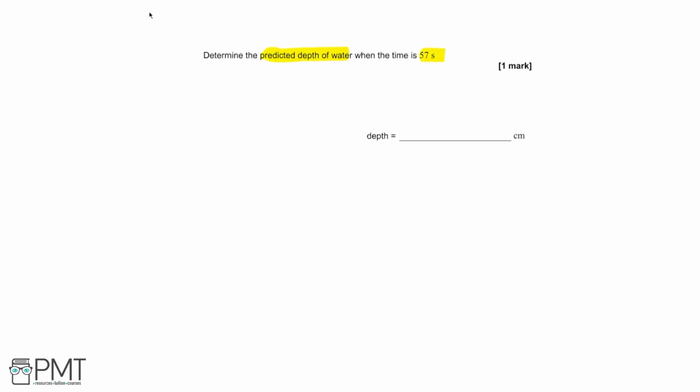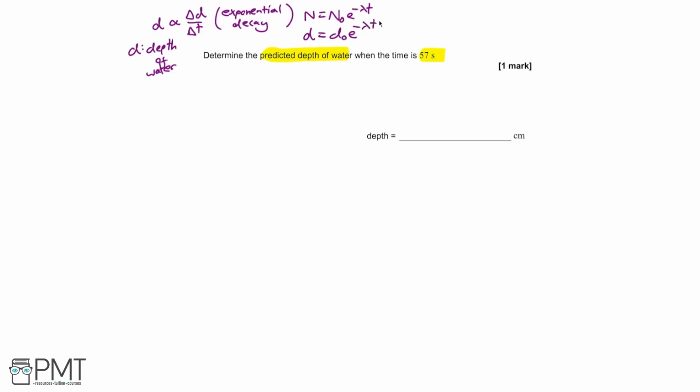In this question, we're told that the rate of change of the depth of the water is proportional to the depth of the water, which is the defining property of exponential decay. This is why we can compare this process to the decay of a sample of a nuclide. So in this case, D corresponds to the depth of the water. In the same way that we have an exponential decay equation for the number of nuclei, we can do the exact same thing for D as equal to D0 e to the minus lambda t.